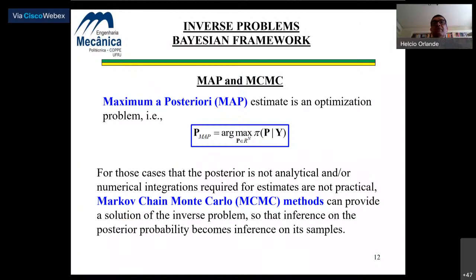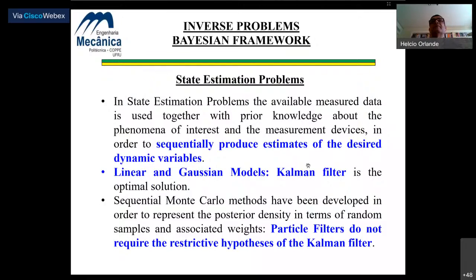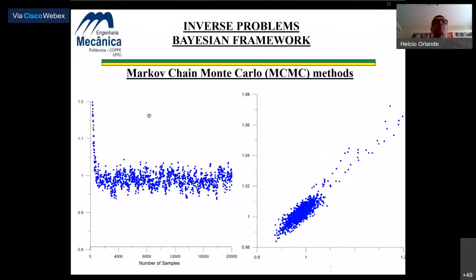For example, here we have the Markov chain for one single parameter, and after the chain reaches equilibrium, we can use those samples to compute the statistics of the posterior distribution for this parameter.